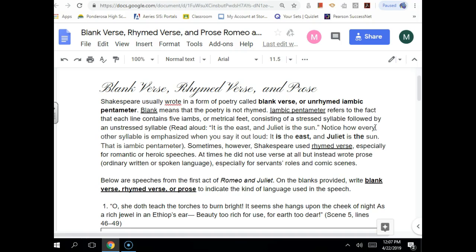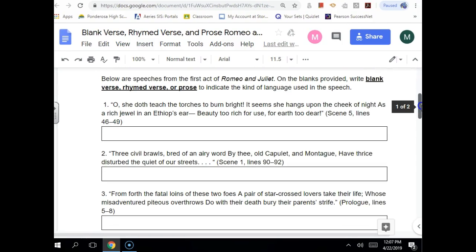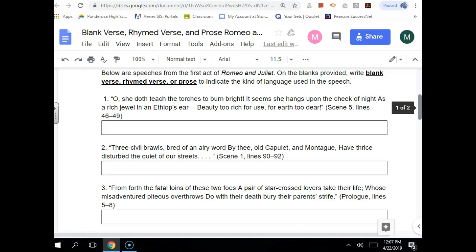Okay, all right. So below are speeches from the first act of Romeo and Juliet, just Act 1. On the blanks provided, write blank verse, rhymed verse, or prose to indicate the kind of language that is used in this speech. So you're going to look at the sample and say, is this blank verse? That means there's no rhyme and no rhythm. Is it rhymed verse, or is it prose? Everyday language.